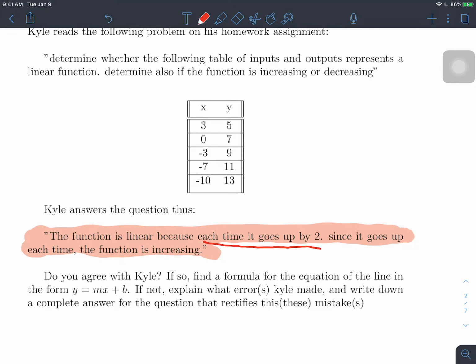So let's take a look. From here to here, our x went down 3, so we had negative 3 on the bottom. That was our run, and our rise was 2. Next step.